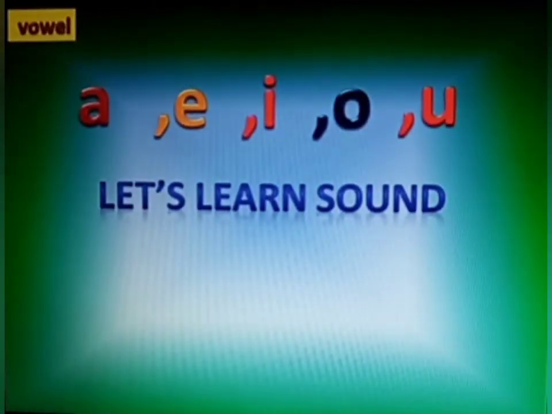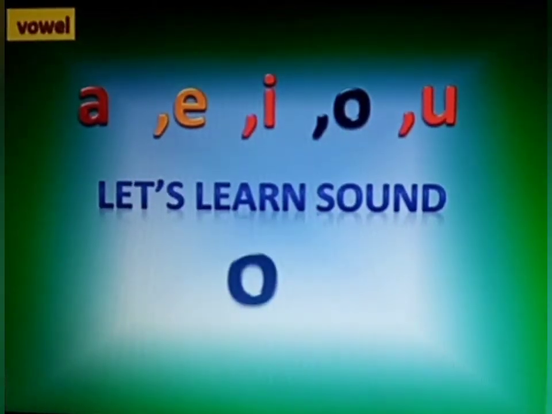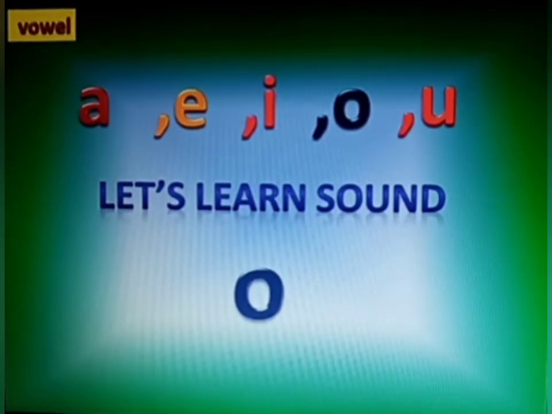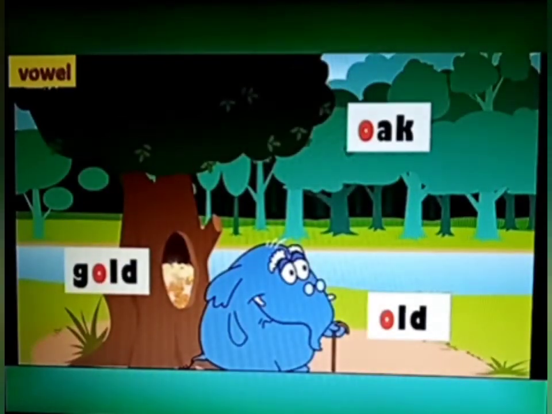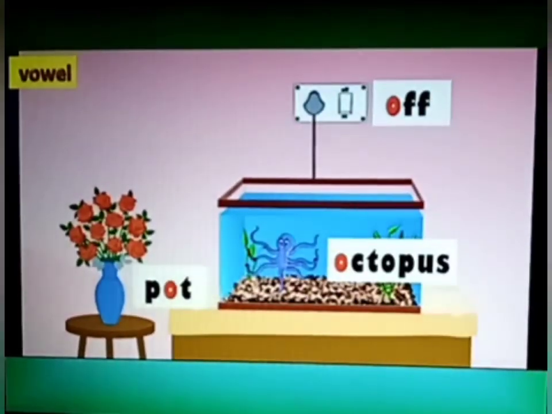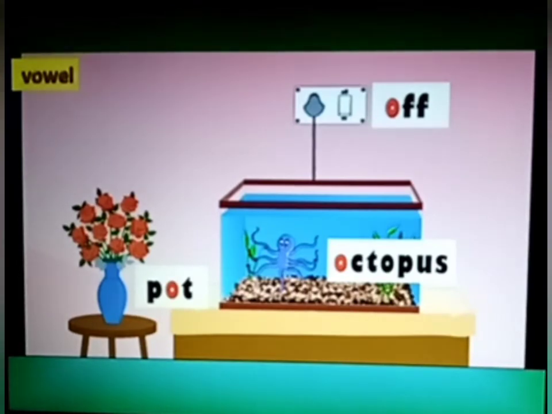Let's learn the sound of O. Ox. Gold. Old. Of. Port. Octopus.